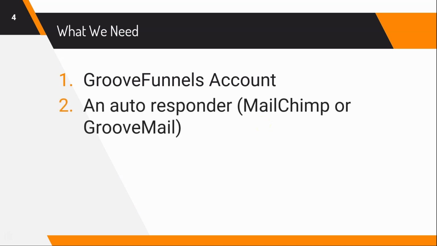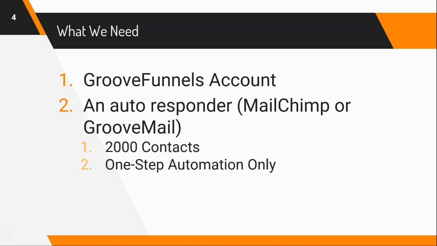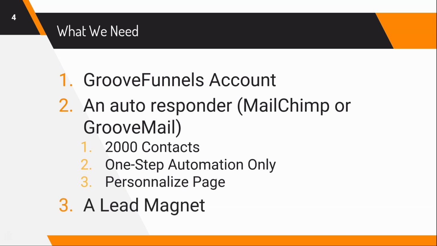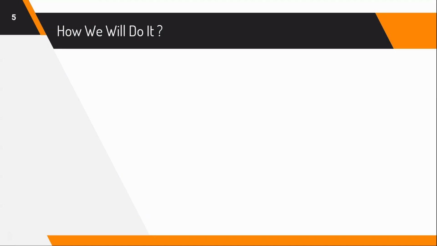And you will need an autoresponder. So you can use MailChimp or GrooveMail. GrooveMail will probably be in another video when we get out of beta phase. But for today, we'll use a MailChimp free account, which gives you 2000 contacts, one-step automation only, and personal pages for the thank you page and the confirmation page, that kind of stuff. And we also need a lead magnet. So let's look into this.